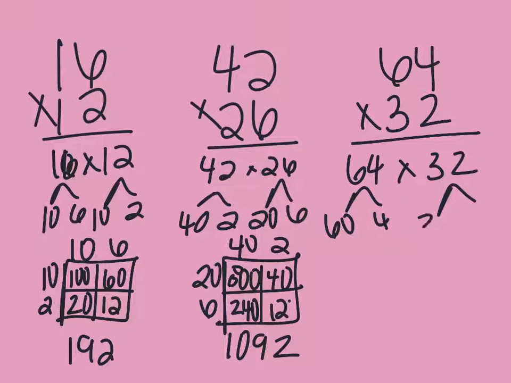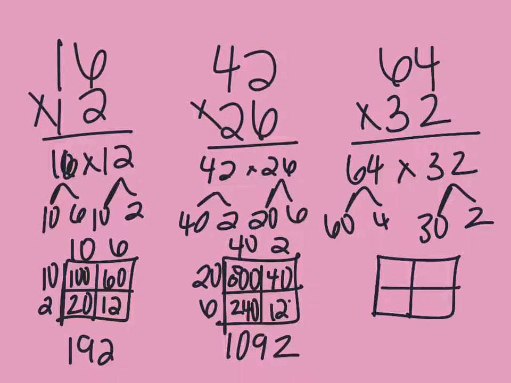Lastly, we'll take our 64 times 32. Make our box, we will have 1800, 120, 120, and 8. And that equals 2048.